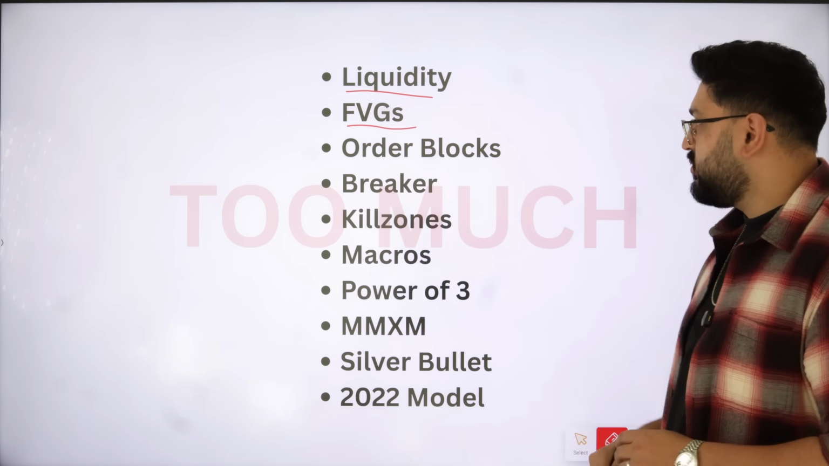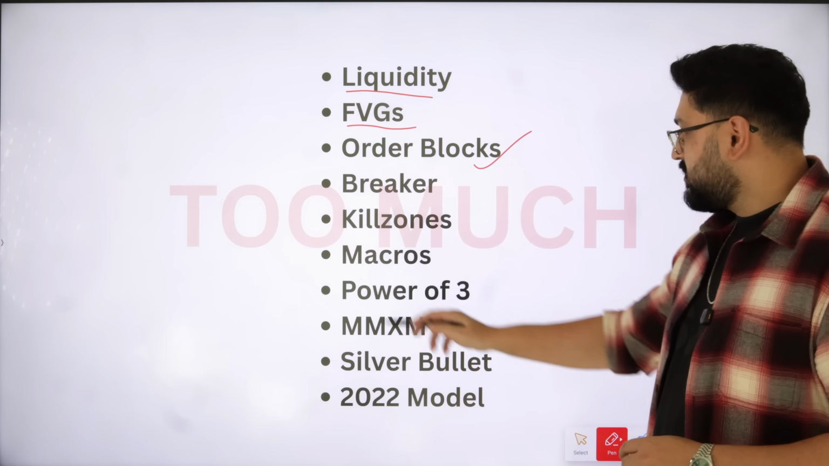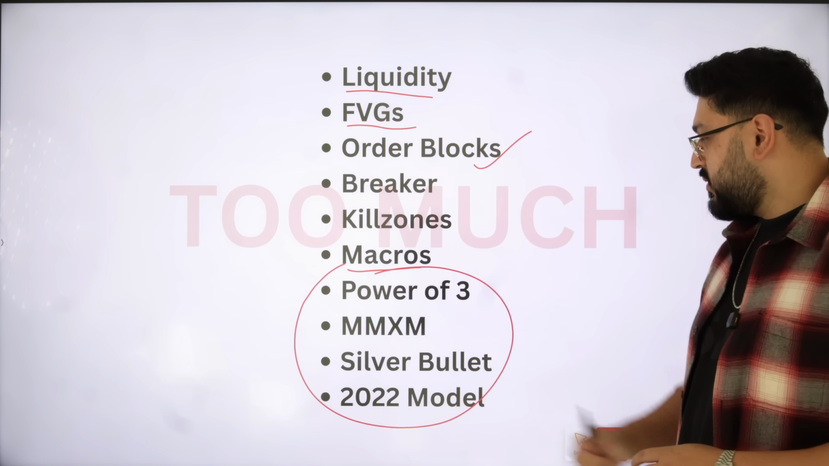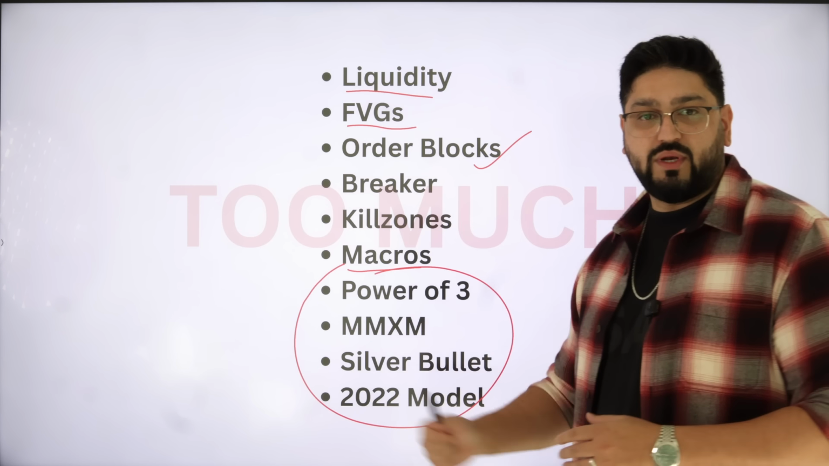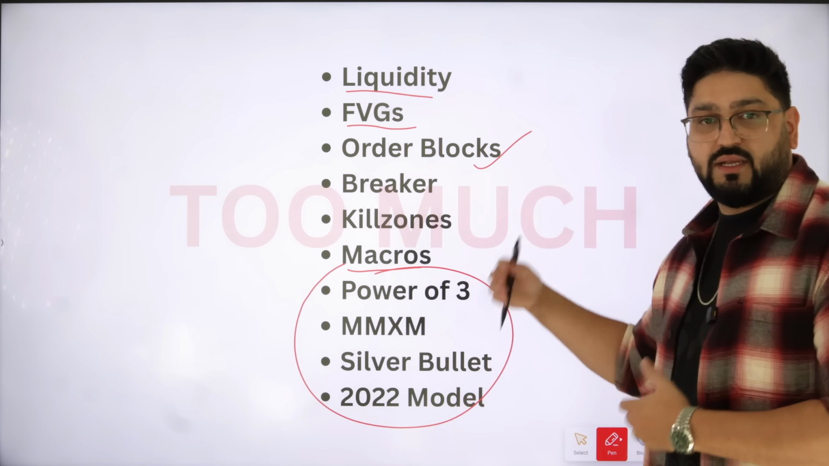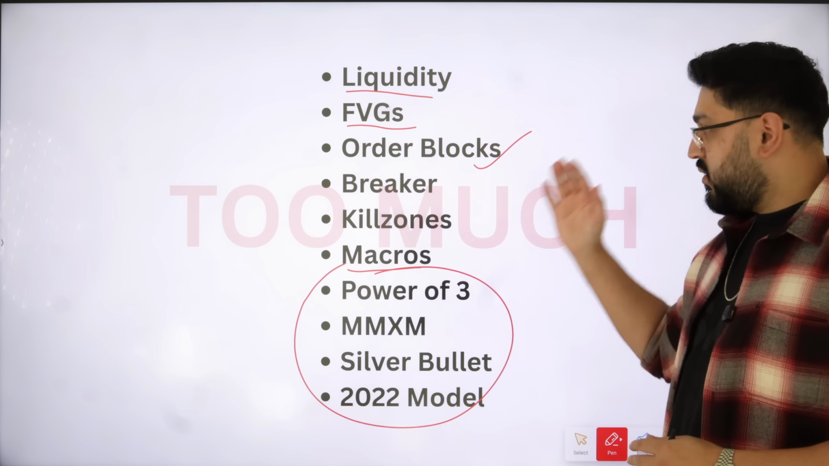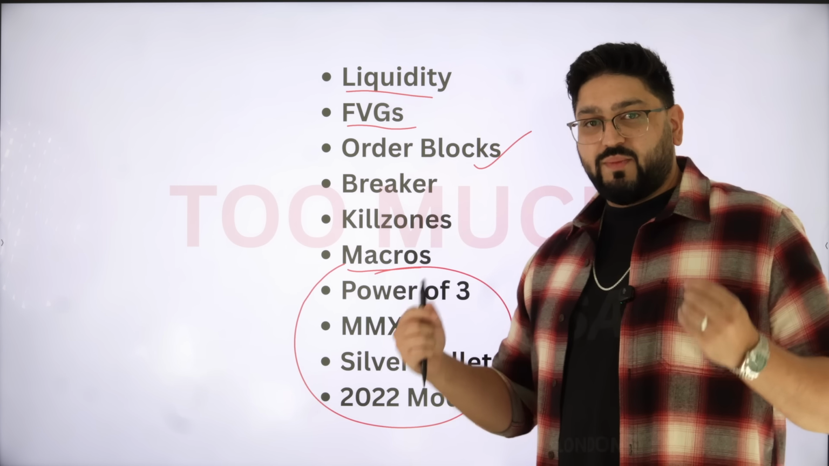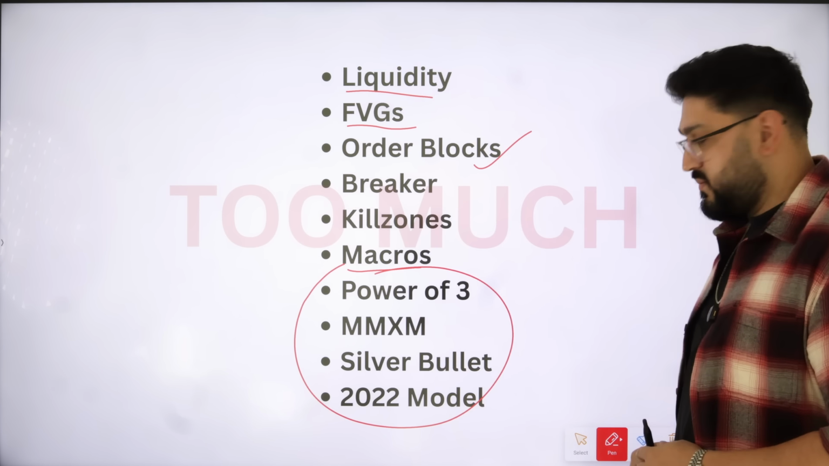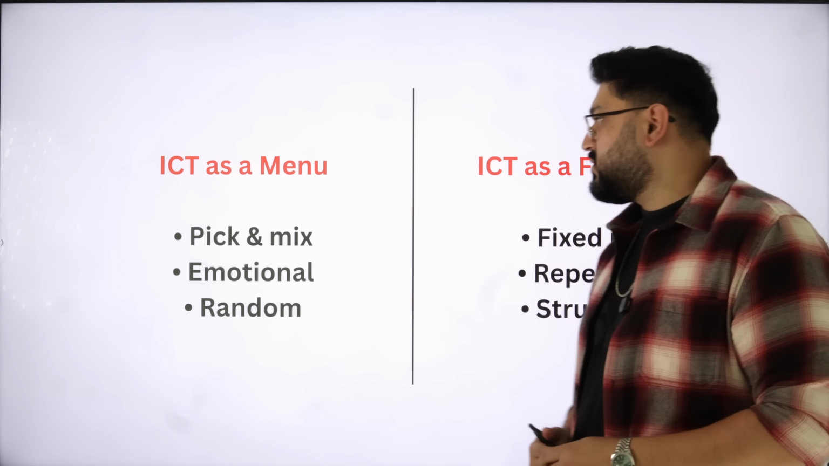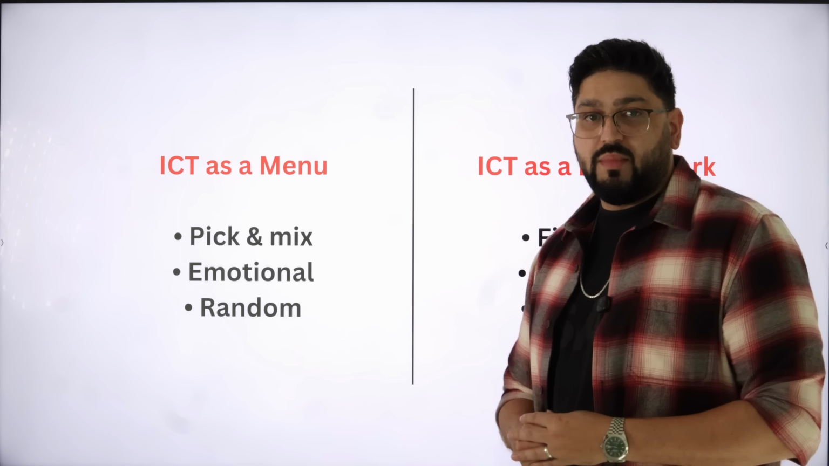Liquidity, fair value gaps, order blocks, your macros, all the different models from the Power of 3, Silver Bullet, 2022 model. None of this is inherently wrong, but when everything is on your chart all at the same time, decision making starts to break down. This is where most traders get stuck. ICT slowly turns into a menu.